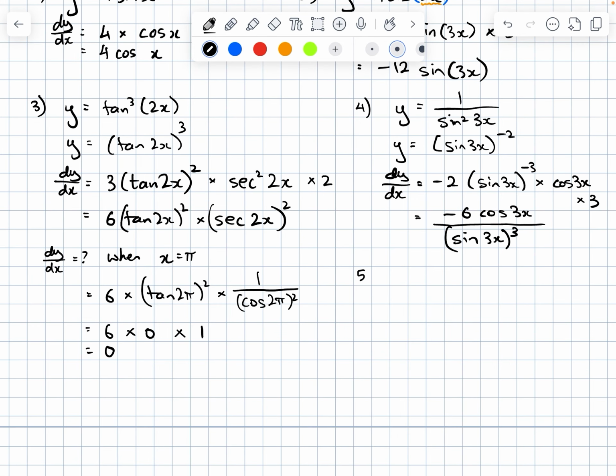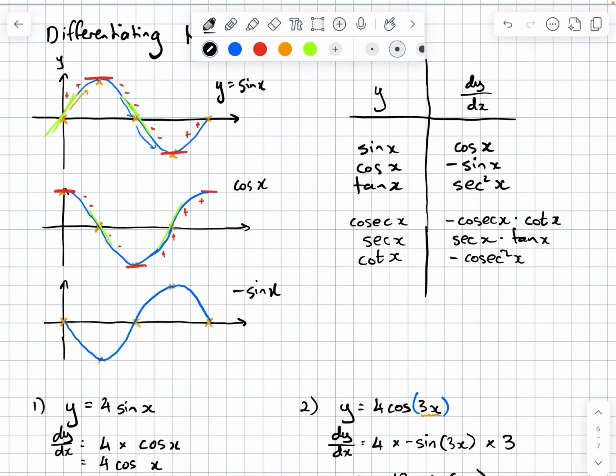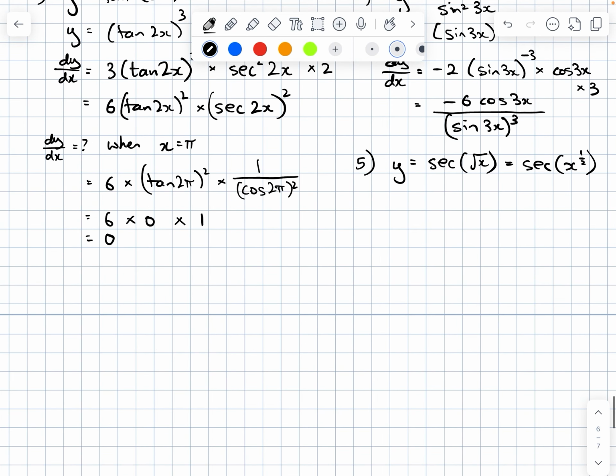Finally, question 5. Y equals sec square root x. Now in the past when we've dealt with square roots, we've changed it to x to the power of half. No reason why that would change here. So sec x to the power of half. In our formula, sec differentiates to sec x times tan x. So dy dx equals sec x to the power of half tan x to the power of half.